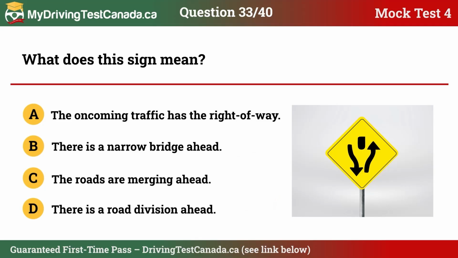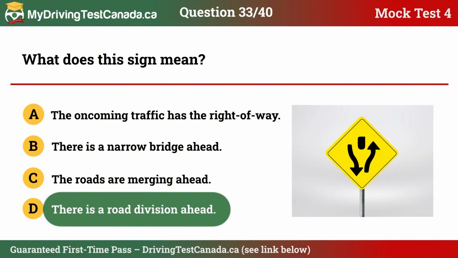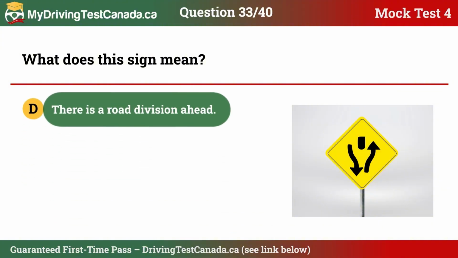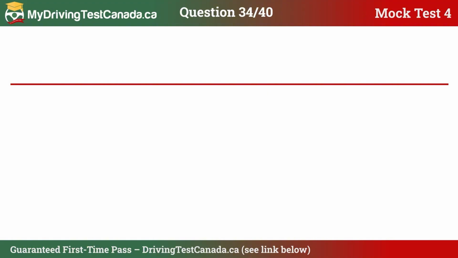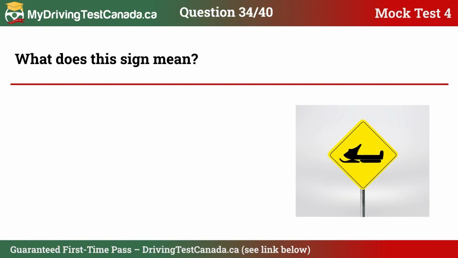The correct answer is D. There is a road division ahead. Explanation. The sign indicates that there is a road division ahead. This means that the highway or road you are approaching will be divided by a median or physical barrier, such as a guardrail, concrete barrier, or strip of land. Question 34. What does this sign mean?